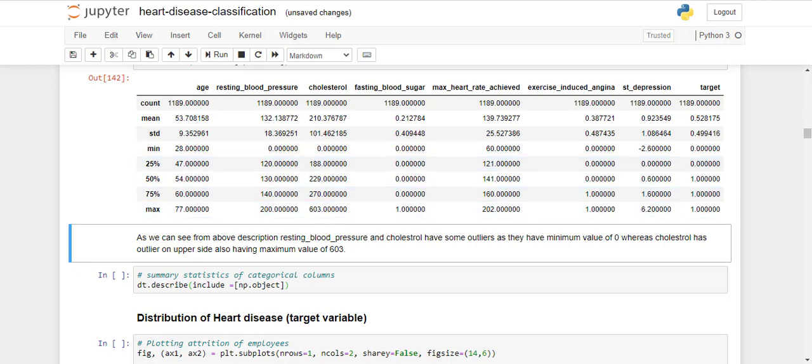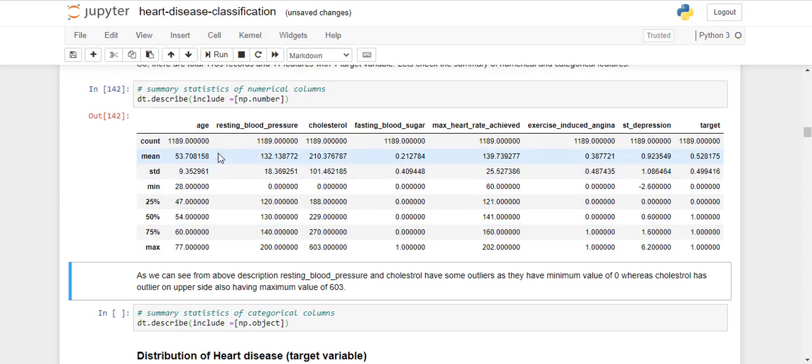As we can see, age is around 53, the average age. Okay, max is 77. Resting BP is around 132. Cholesterol is 210. It is towards the higher side. The normal range is below 200.